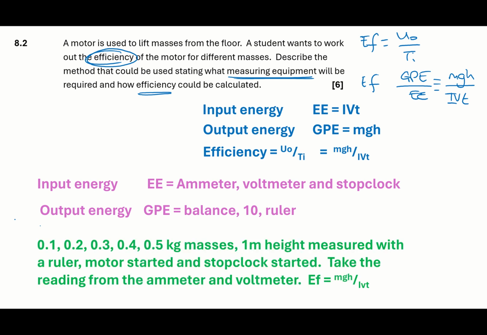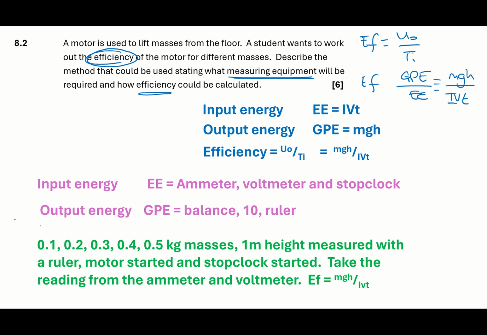And then my basic experiment is take at least 5 masses. So I've got 0.1, 0.2, 0.3, 0.4, 0.5 kilogram masses, mark. Measure a 1 meter height with a ruler, because it tells you you've got to state your equipment. Next part, start my motor, start the stop clock, take the reading from the ammeter and the voltmeter.